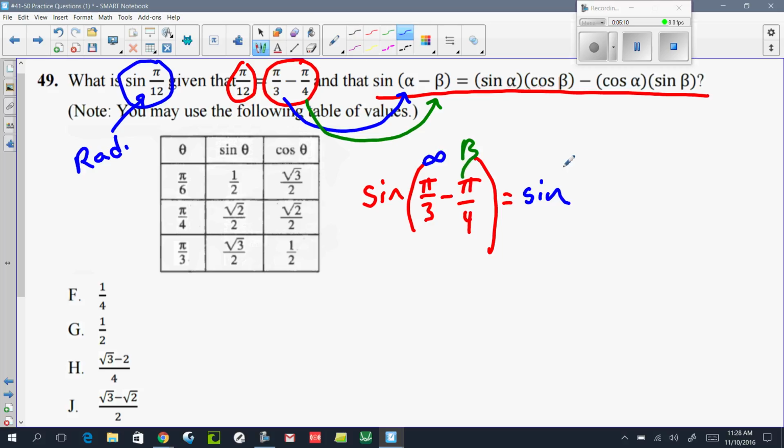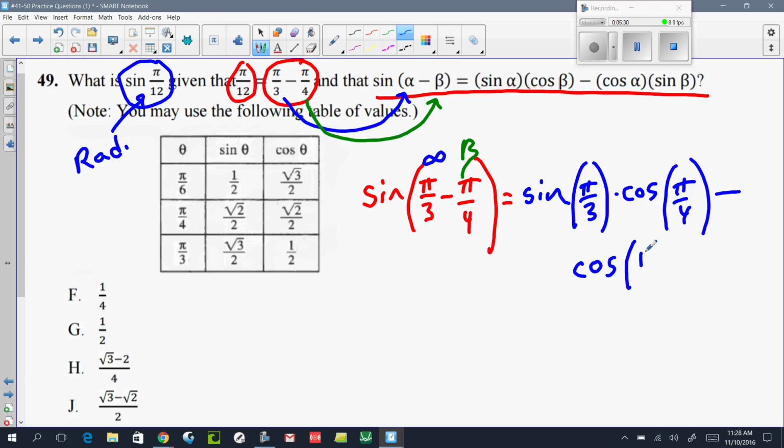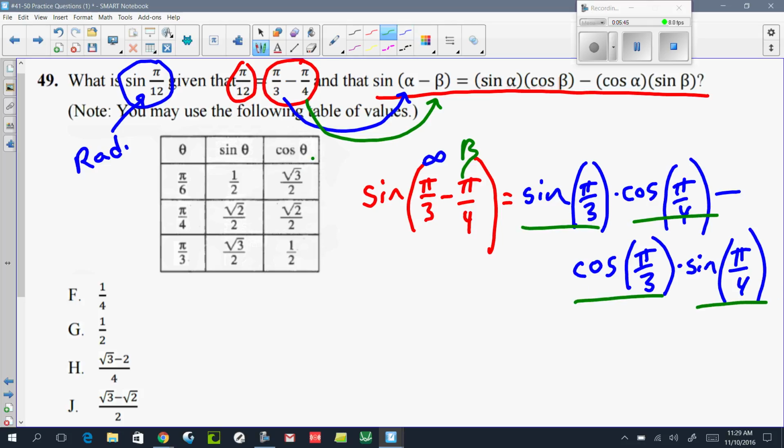We could take the sine of alpha, which is pi over 3, times the cosine of beta, which is pi over 4, minus, jumping down to the next line, cosine of alpha, which is pi over 3, times the sine of beta, and that's pi over 4. All of these values can be found right here in the chart.